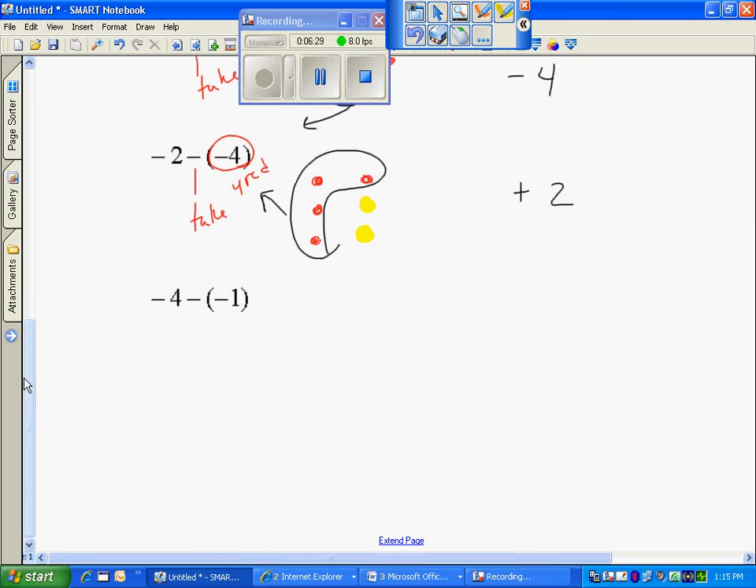And lastly, negative 4. So again, I have 4 that are red. And this is not put into my pile, this is take out. Take out 1 that is red. So if I take out 1 that is red, oh good, I have 1 that is red in my pile. What's remaining? 3 that are red in color. So my answer is negative 3.